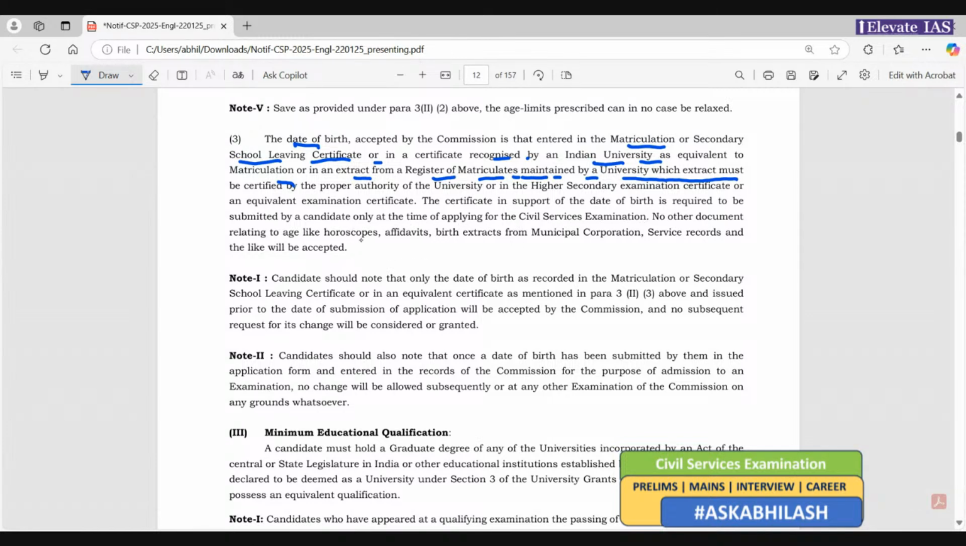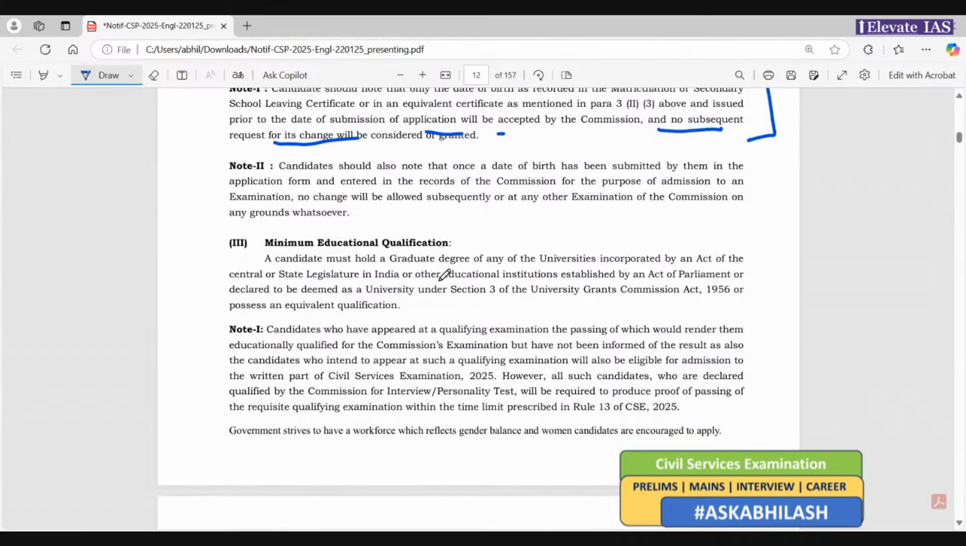No other document related to age like horoscope, affidavit, or municipality record will be accepted. And there will be no subsequent change of date of birth. So please have the right set of documents when you do your OTR. No change will be allowed subsequently at the examination.